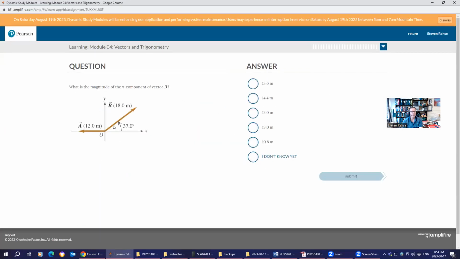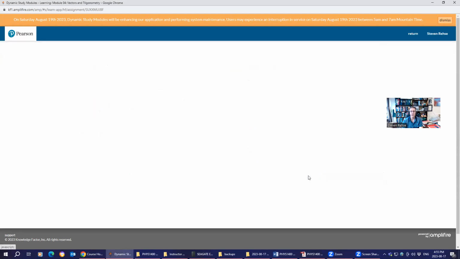So this is, what's the magnitude? We're going to be doing vectors. What's the magnitude of the y component of vector b? I don't know yet. You're like, pfft. Say you really nailed vector components in high school. Okay, you know the answer. Boom, you put it in there. What if you just have no clue? I don't know yet. So you submit that answer.